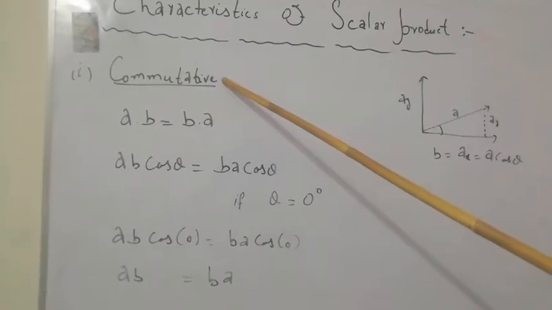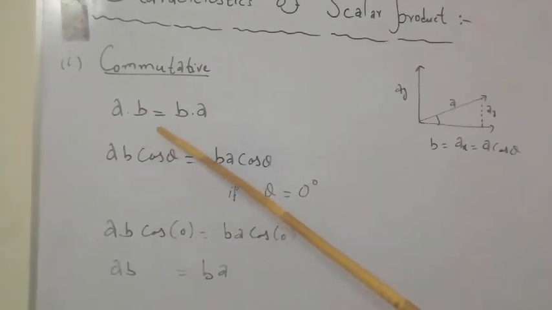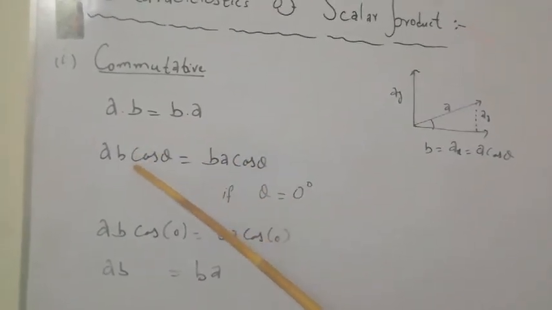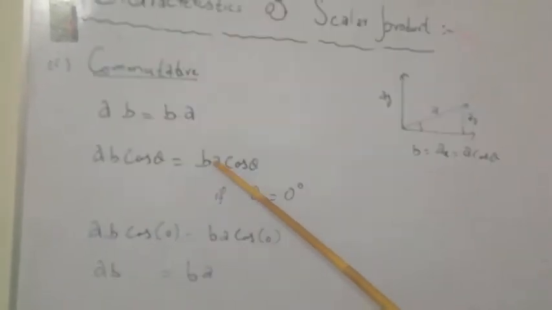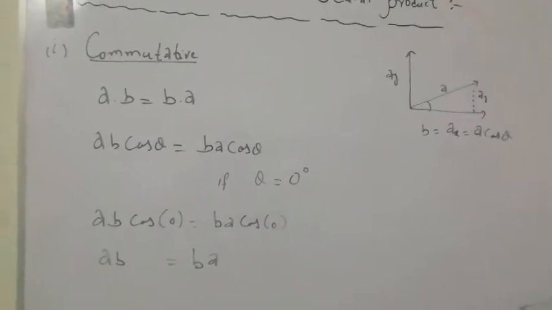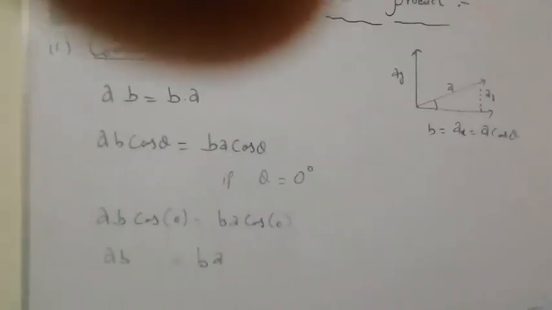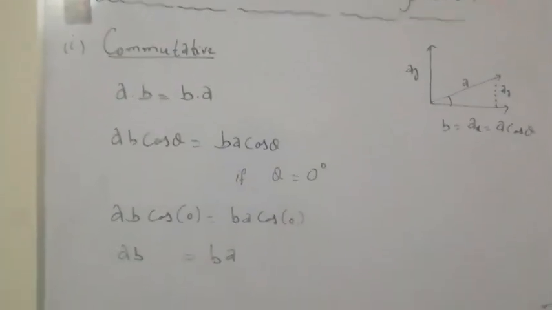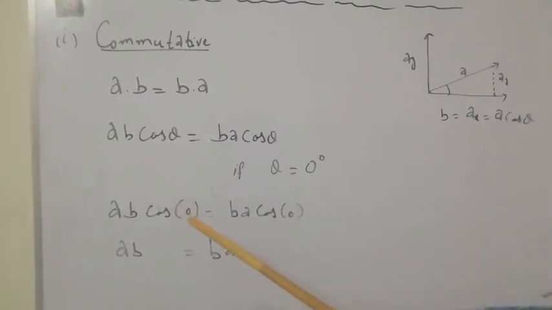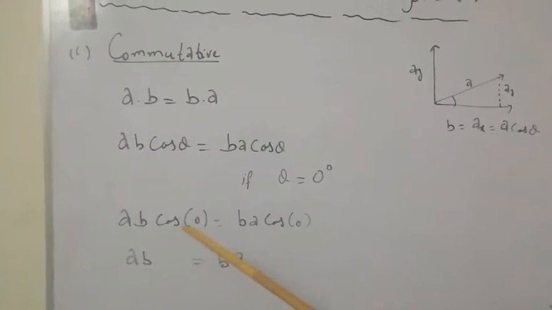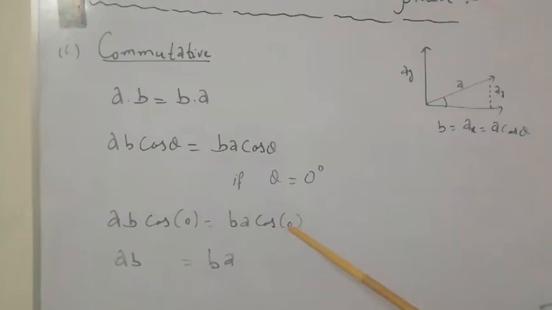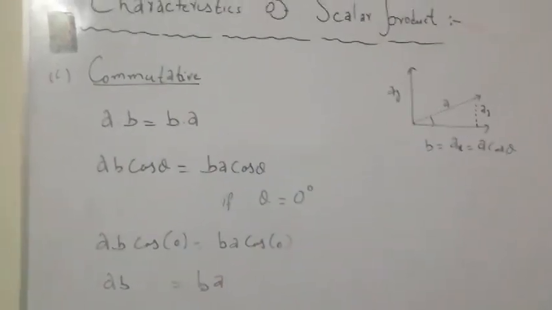Scalar product obeys commutative law, that is A dot B is equal to B dot A. A dot B is equal to AB cos theta, and B dot A is equal to BA cos theta. So AB cos theta is equal to BA cos theta. If theta is 0 degree, then we know that cos 0 is equal to 1. So this is AB, and this cos 0 is also equal to 1, so this is BA. AB is equal to BA.